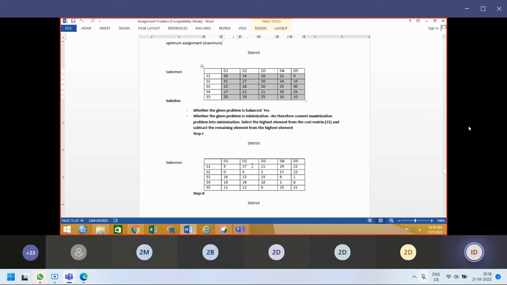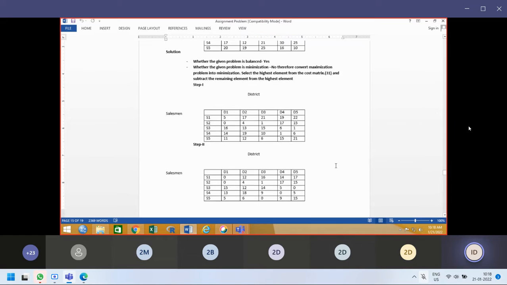What I did? I subtracted all other elements from the 31 and stored the results in the respective locations. So this is the converted problem, right? So now this is a minimization problem, and as it is, we have to apply the technique.